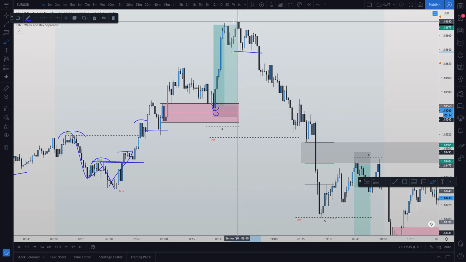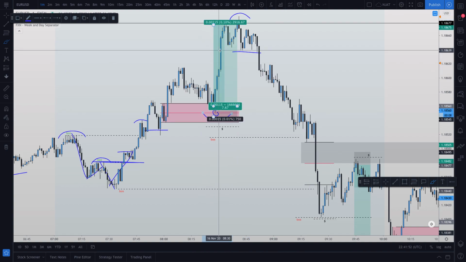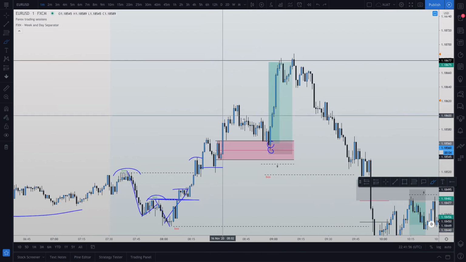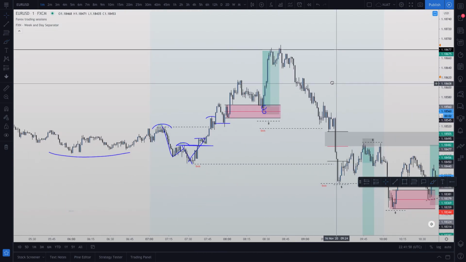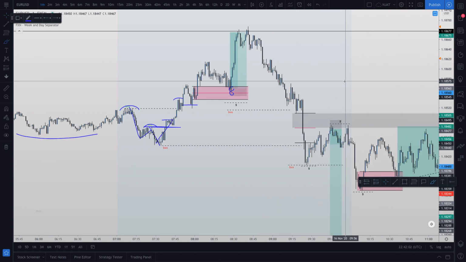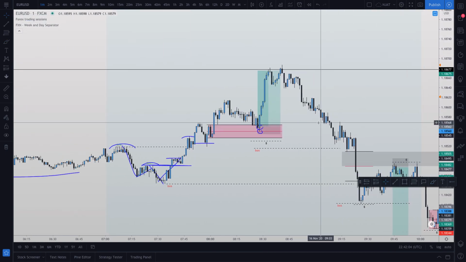So when we do get a higher time frame mitigation, more than likely price will come back to take out the most recent swing point, which in here is the swing low, and of course higher time frame mitigations. We're expecting price to continue. So yeah, this was my first trade.